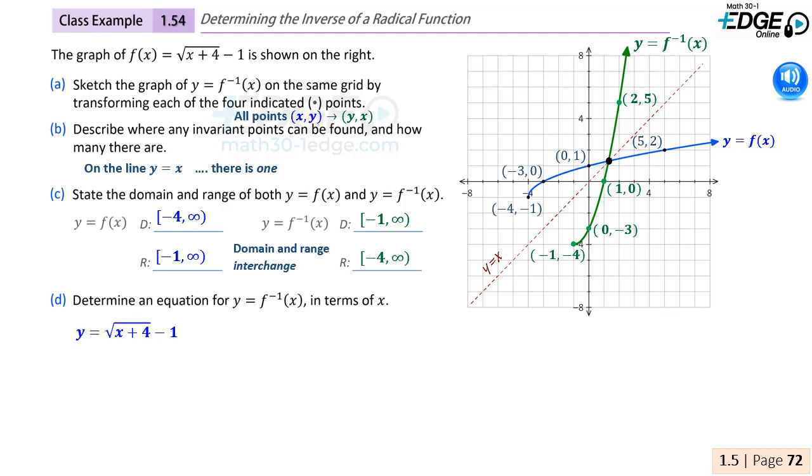In order to determine the equation for the inverse, let's start by exchanging x and y. Now, we need to isolate y. This means we'll need to square both sides of the equation in order to eliminate the radical, or square root. However, we can't do that until we've isolated the square root. So let's start by adding 1 to each side.